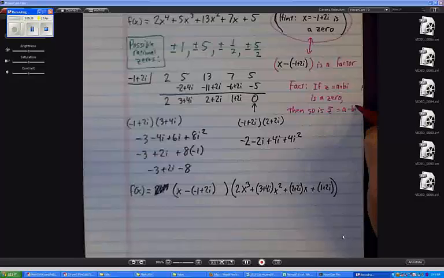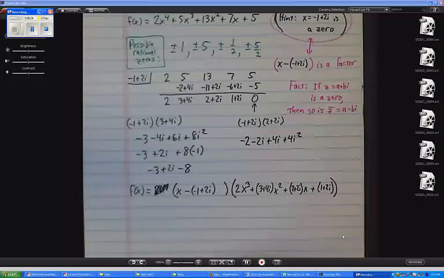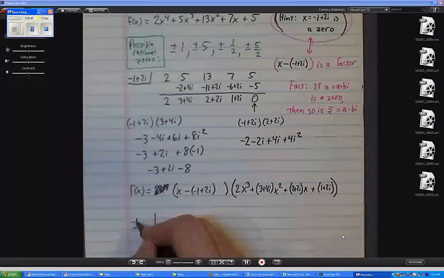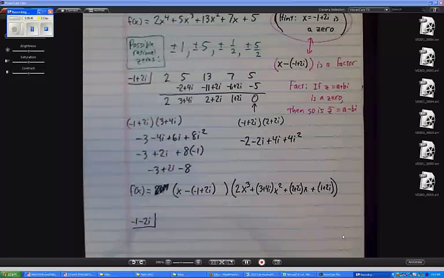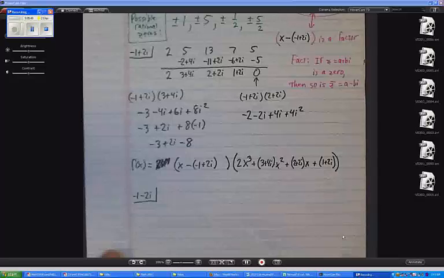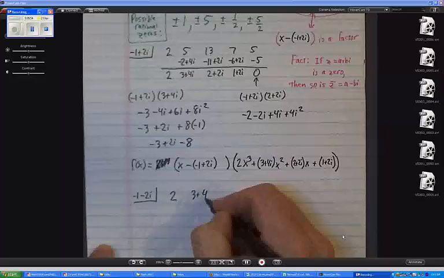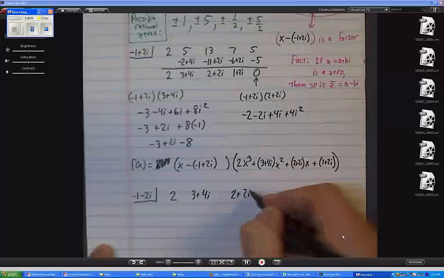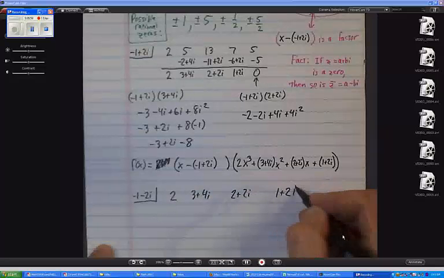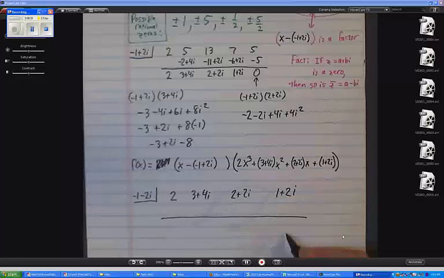And I'll tell you what I'm going to do here, guys. I'm about to do another synthetic division because I know what has to be a zero. Negative 1 and then what? Minus 2i, because it's a conjugate. And so you know what I'm going to write down here? I'm going to write down all these coefficients. 2, 3 plus 4i, 2 plus 2i, and 1 plus 2i. And I'm going to do the exact same thing, and I'm going to get a 0 here.